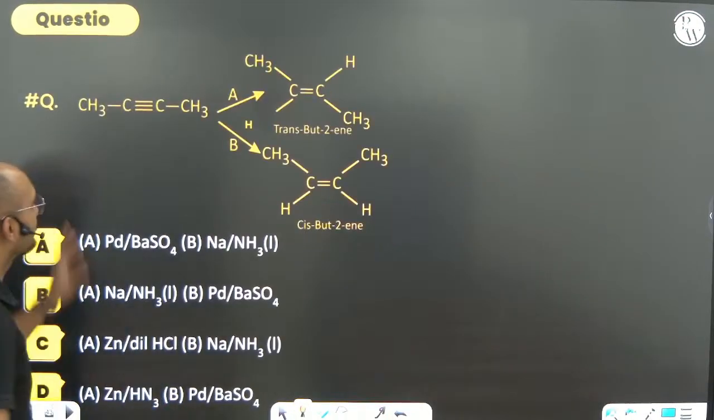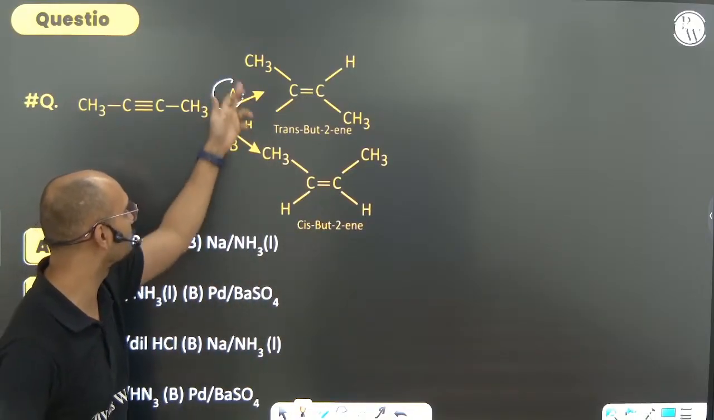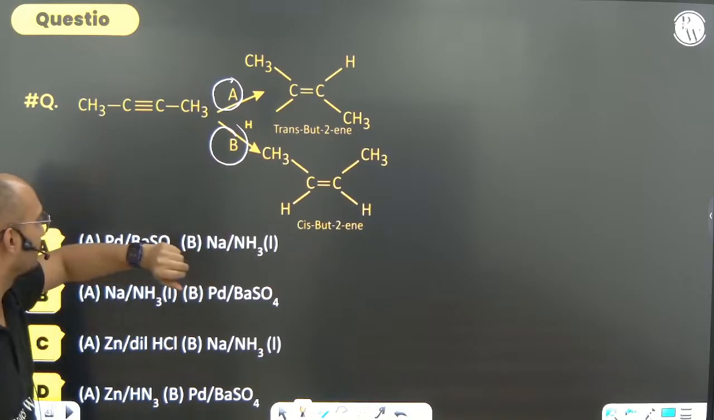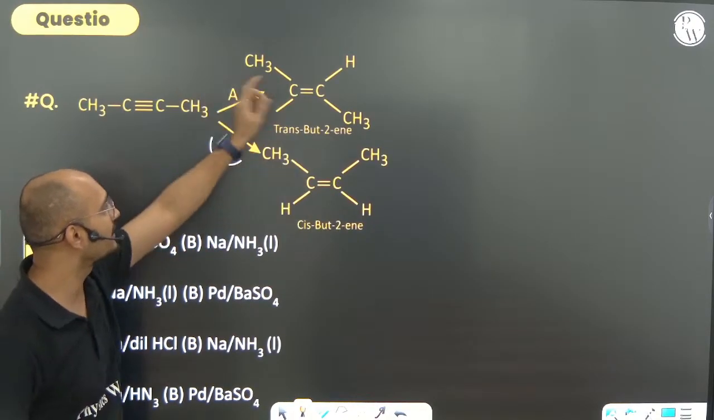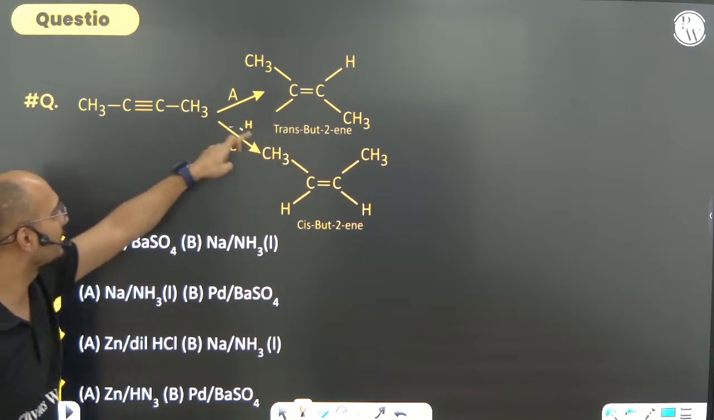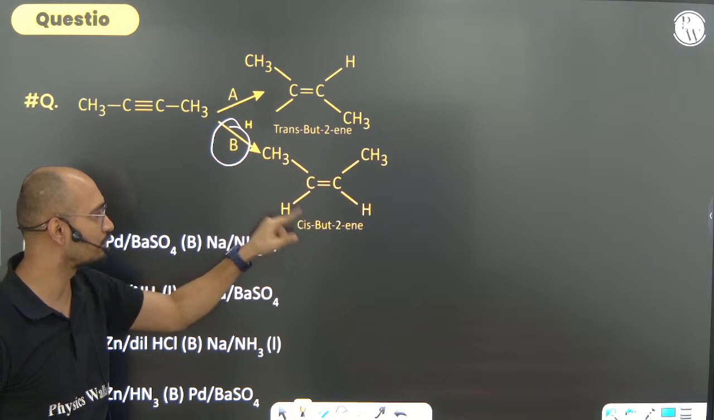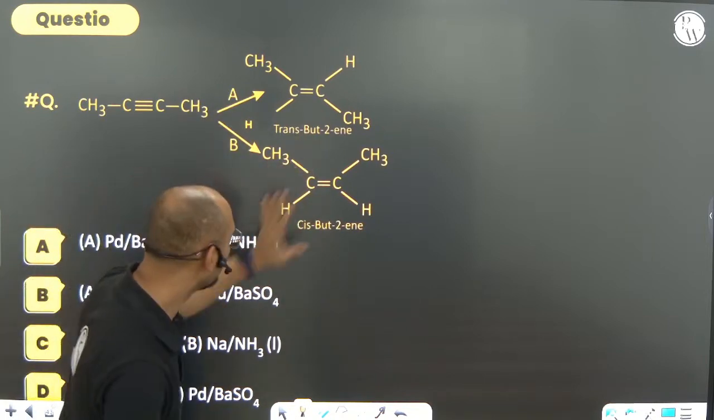Next, this one is giving trans 2-butene and cis 2-butene. For trans 2-butene in the presence of A, and cis in the presence of B. A is going to be what? Trans needs Birch reduction, meaning sodium and liquid ammonia. While in case of B, here cis butene. Cis will be there when there is Lindlar's catalyst.